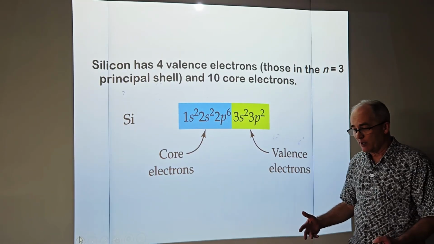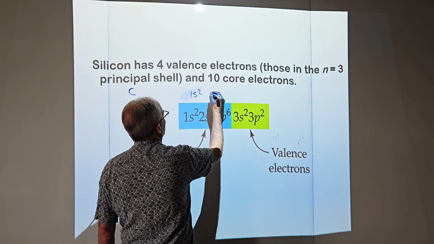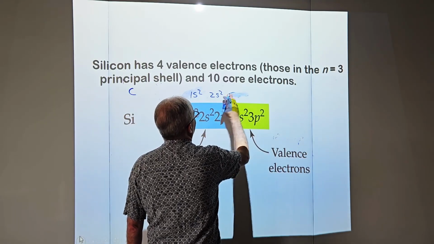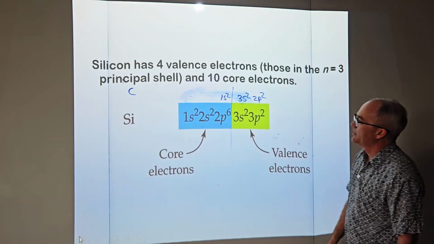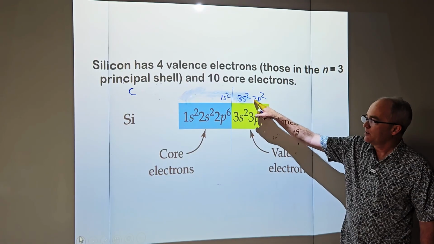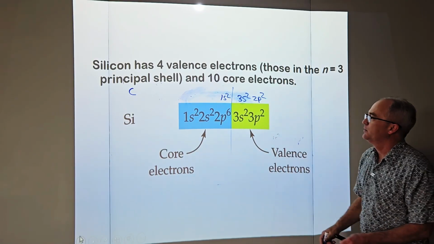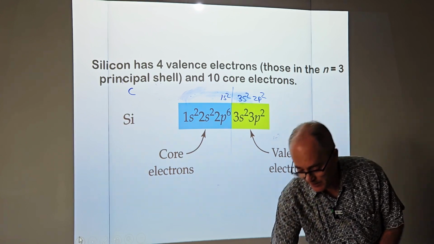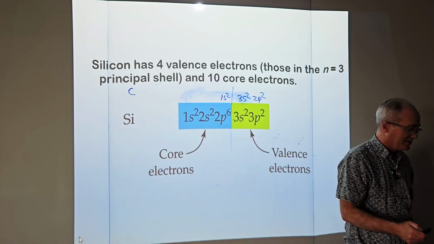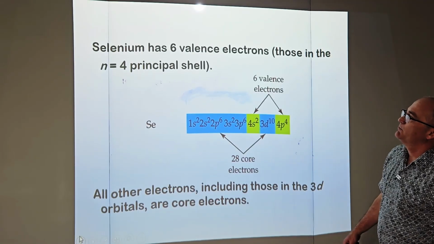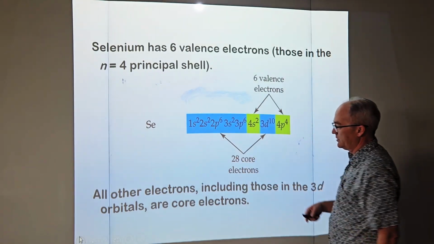And of course, if I do carbon, 1s, 2s. I'm really having trouble wanting to make that line up. Carbon only has 2 core electrons, but carbon and silicon are in the same column because they behave similarly. We learned that was the beauty of the periodic table, and they behave similarly because they have the same number of valence electrons. So selenium, 6 valence electrons. There they are, 28 core electrons.